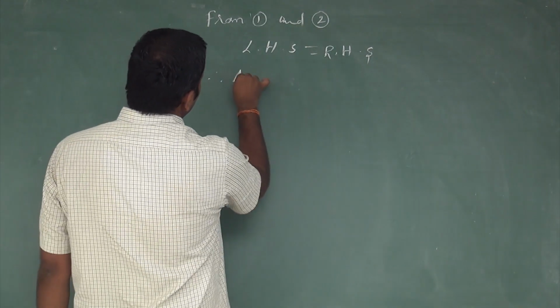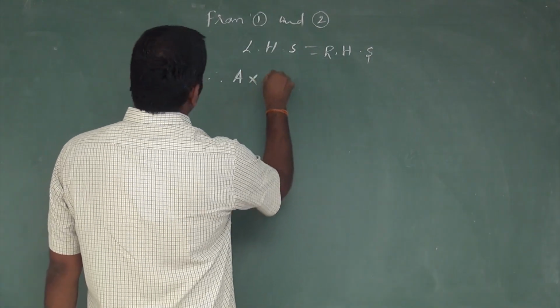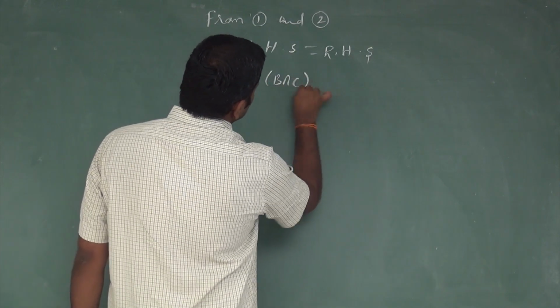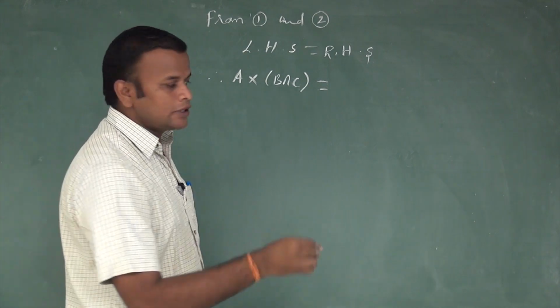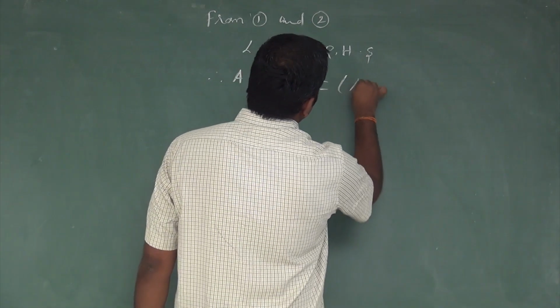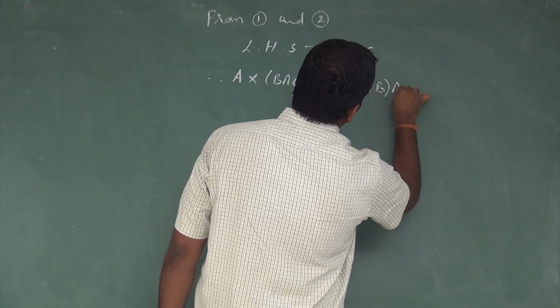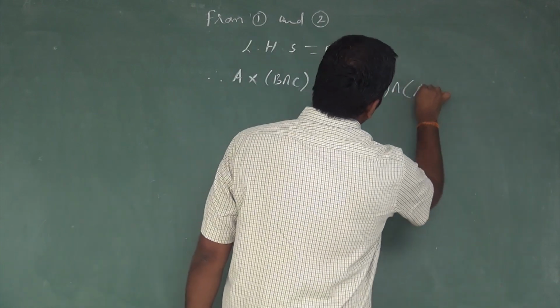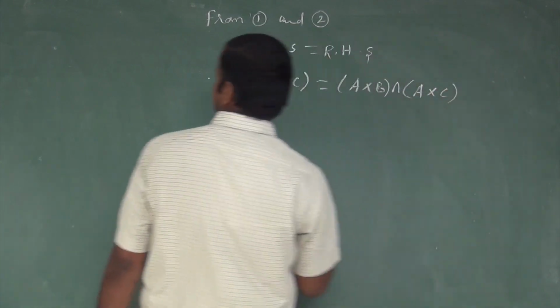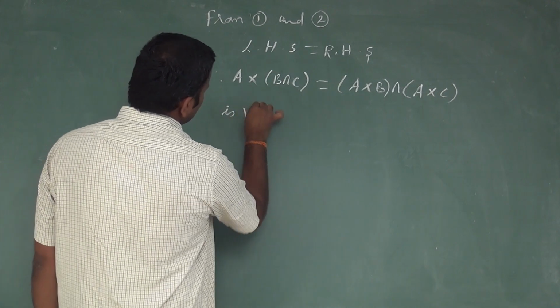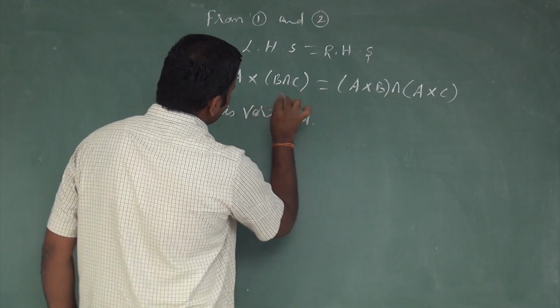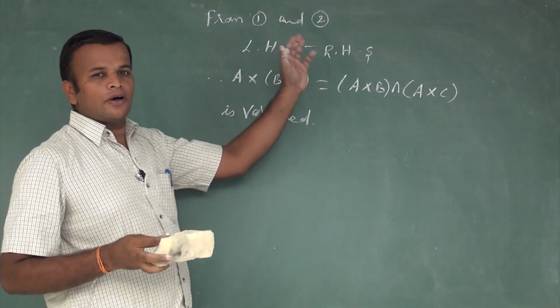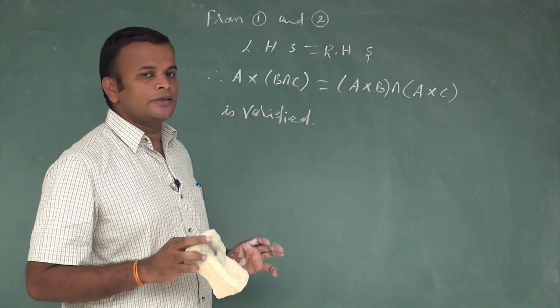Therefore, A cross B intersection C, that is the value of LHS, is equal to the RHS. What is RHS? A cross B intersection of A cross C. Verified. Suppose LHS and RHS are not equal.